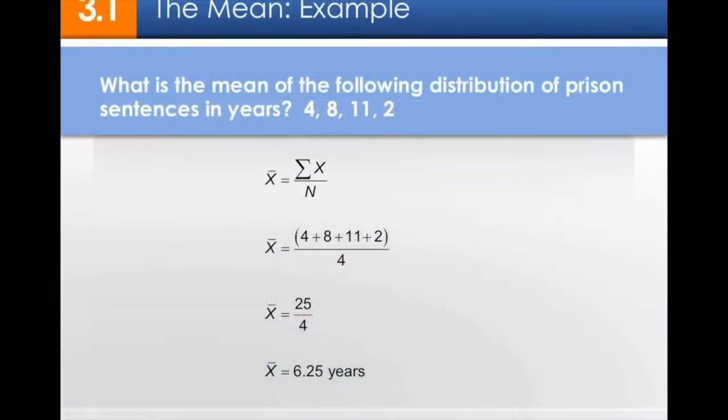So for an average, what are we going to do, okay? We're going to sum up all the numbers and divide by how many numbers there are. So in this distribution, we have 4, 8, 11, and 2. We're going to add them together for 25, divide by 4, and our mean, X bar, is 6.25 years.